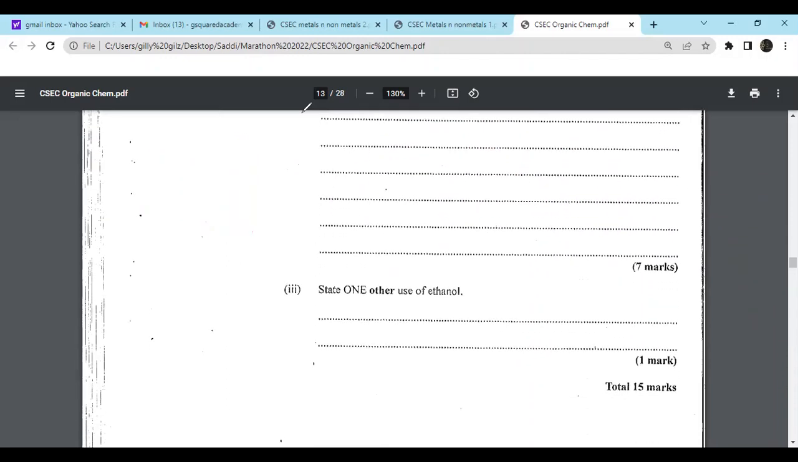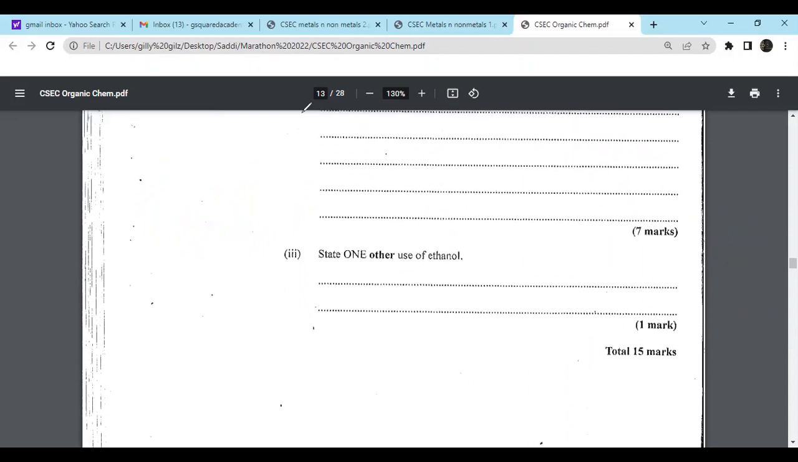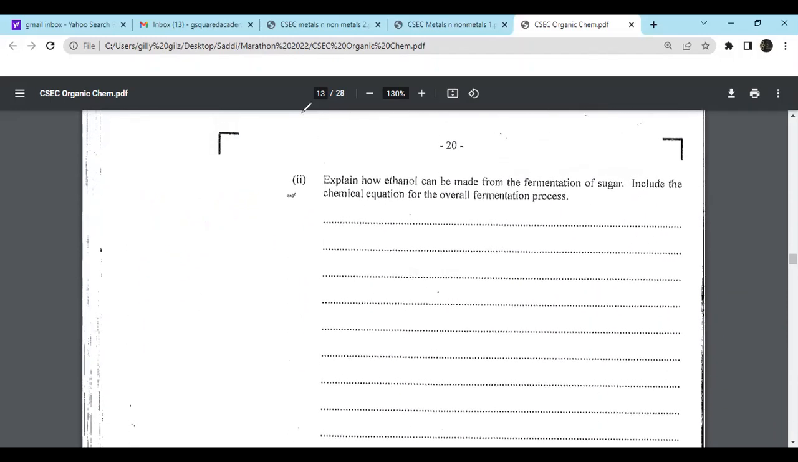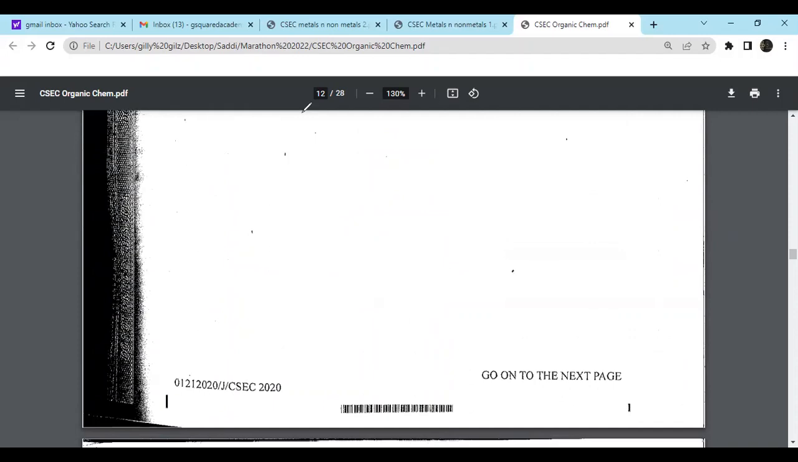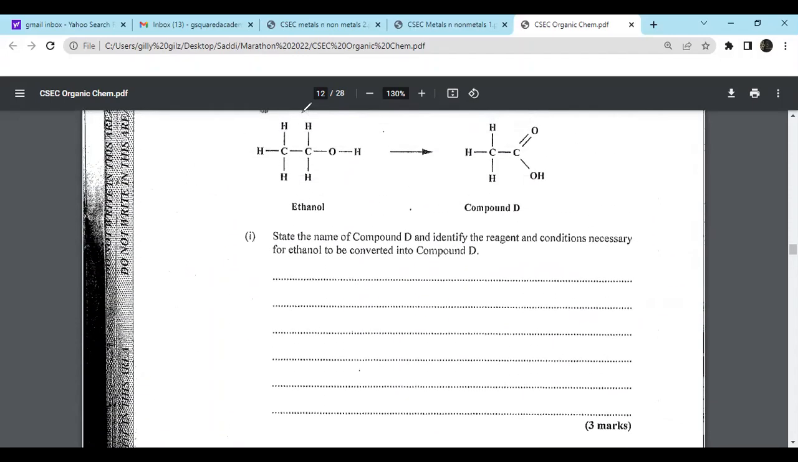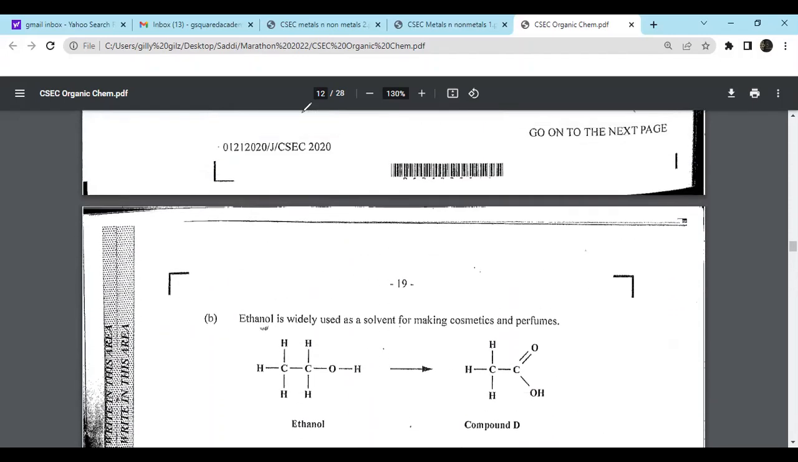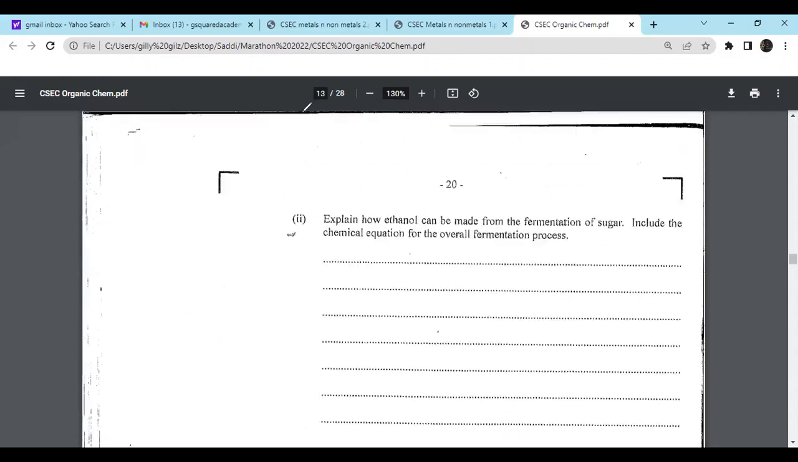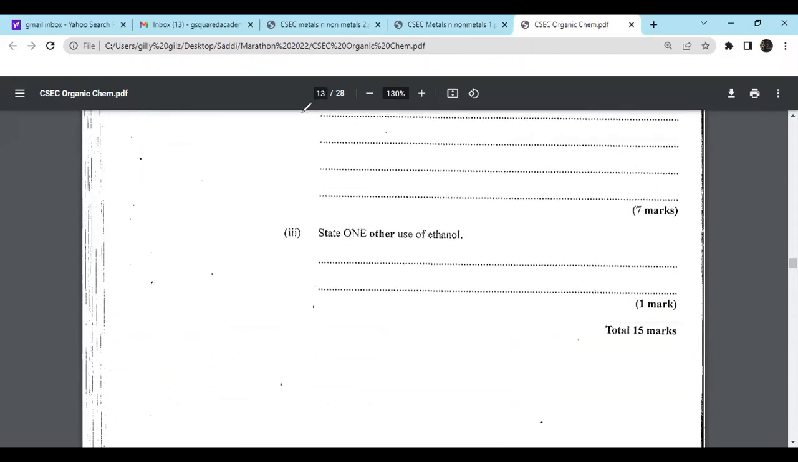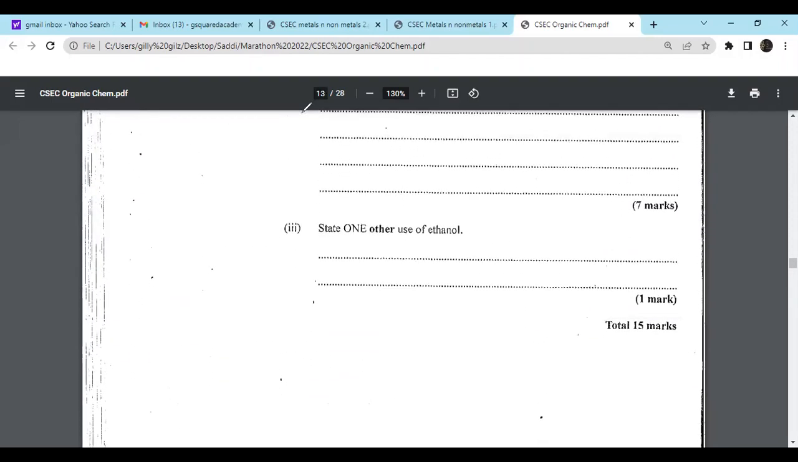They may not give you this. State one other use of ethanol. So up here, they say ethanol may be used as a solvent for making cosmetics and perfume. But what else can we use ethanol for? Or what is ethanol mostly used for in the world?